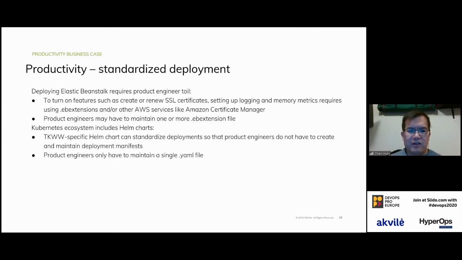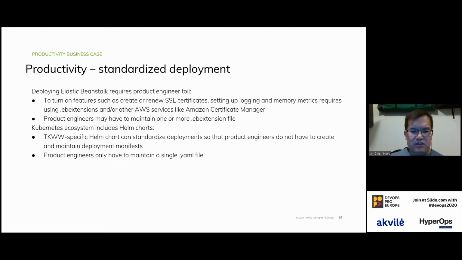The other half of it is that, I mentioned that we want to develop a company specific Helm chart, and that really has two objectives. One, Elastic Beanstalk, if you're familiar with it, there's a lot of EB extensions, and certain things like setting up memory metrics is even more significant. You have to install an agent, and you also have to add CloudWatch dashboards and all those things.